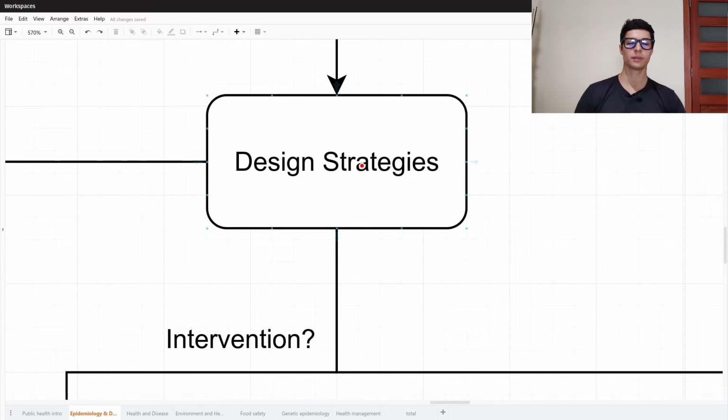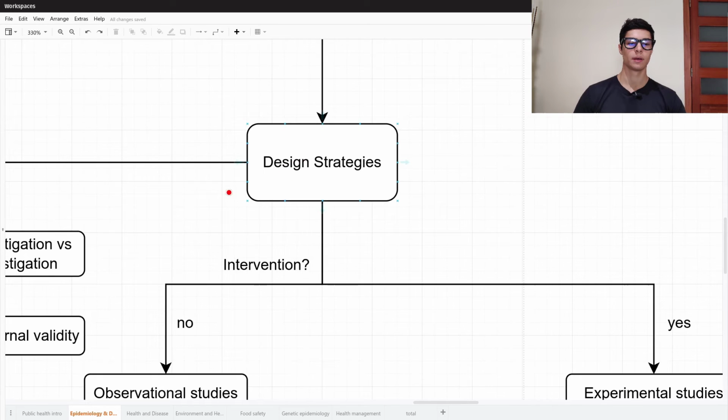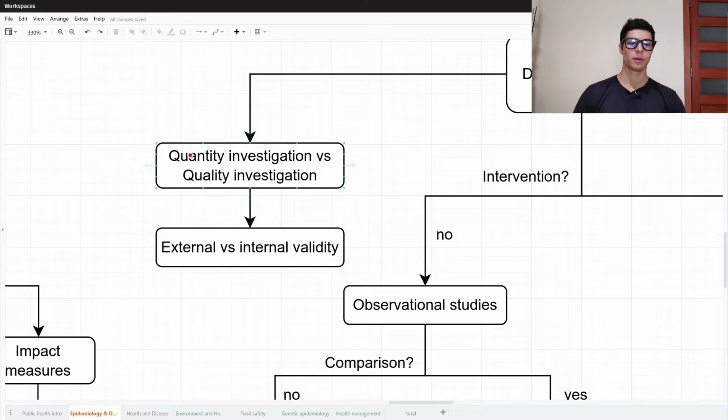So now that we know what epidemiology is, which is a science, we need to design strategies for our own study to follow the scientific method. And we have two types of investigation. The quantity investigation, which has an external validity, is something on a big scale. For example, a country study, or the 7 countries study, or the Framingham study. Those are very big groups in which we investigate. And the validity is given by someone else.